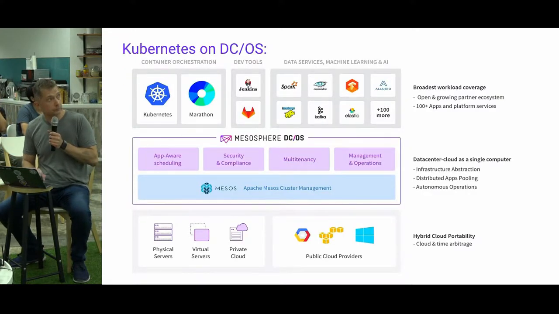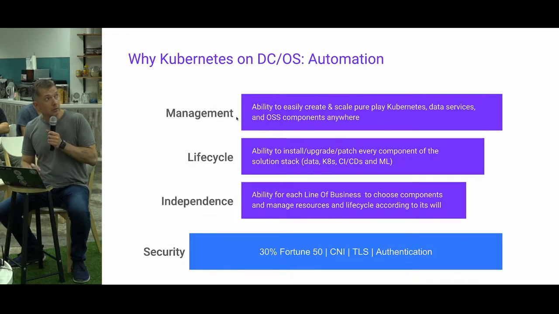So basically, you have your private cloud, physical servers, public cloud providers, you have a Mesos part, and you have Kubernetes in line with Marathon and the rest of the frameworks. With Kubernetes on DCOS, it's automation, basically. So it's easy to scale, install, and create Kubernetes clusters on DCOS. Right now we support only one Kubernetes cluster per Mesos cluster, but soon there will be multiple ones.